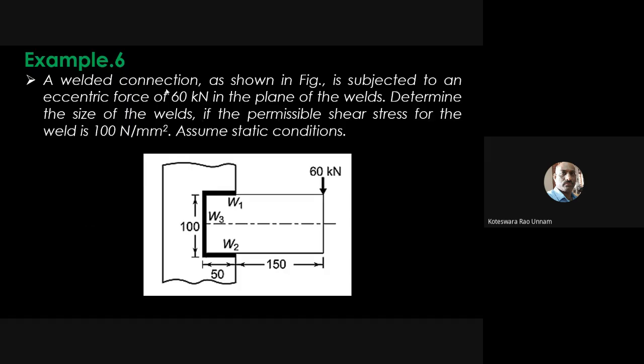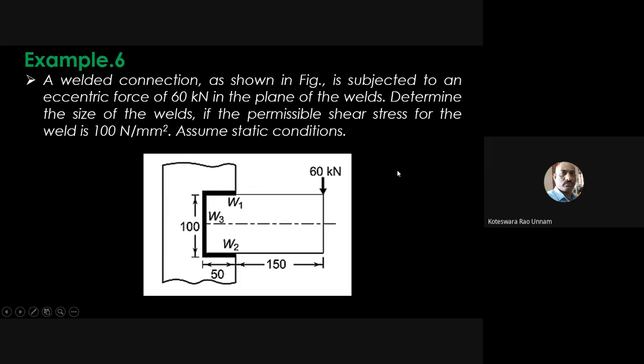Okay, so the given problem is: a welded connection as shown in the figure is subjected to an eccentric force of 60 kilonewtons in the plane of the welds. Determine the size of the welds if the permissible shear stress for the weld is 100 Newton per mm square. Assume static conditions. That means you need to treat this load as a static load. It's not a fatigue load or cyclic load. It is a static load, which means its direction and magnitude always remain the same.